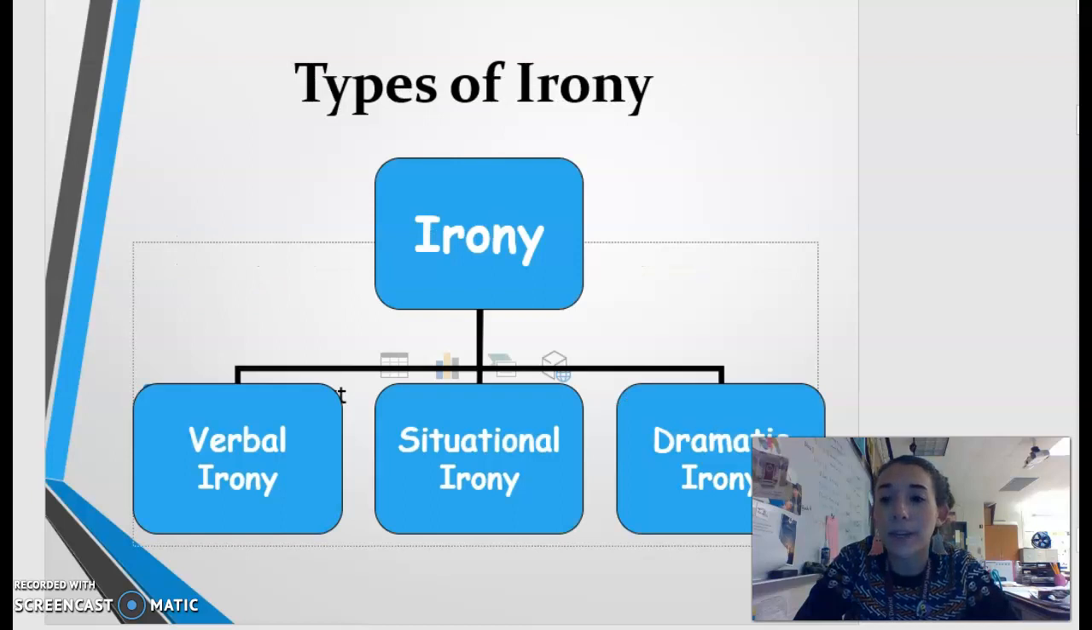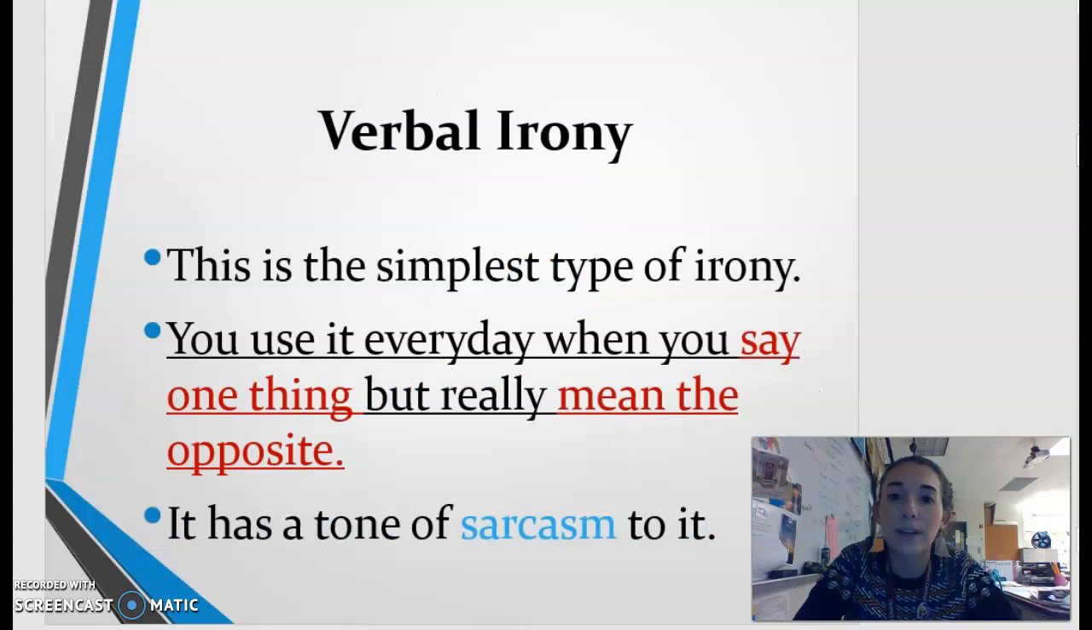Irony would be our major category, but there are three subcategories of irony. These are verbal irony, situational irony, and dramatic irony. Let's start off with verbal irony. This is the simplest type of irony. You use it every day when you say one thing, but you really mean the opposite. It has a tone of sarcasm to it.